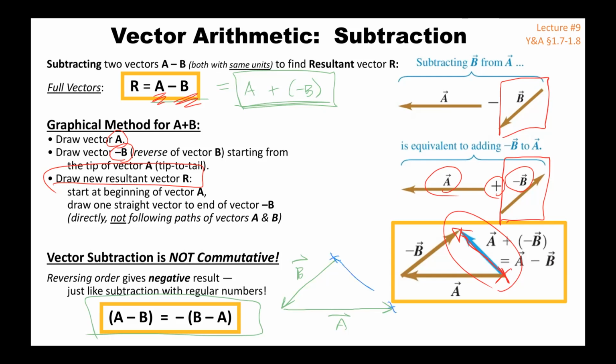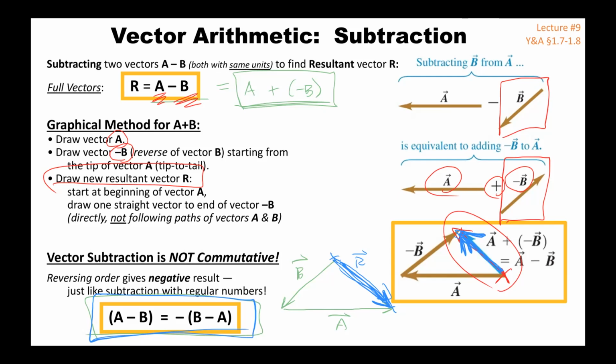So our resultant would look like this. In this case, the resultant has the same length as it did in the previous case of A minus B, but the direction is precisely reversed. And there are other ways to prove this as well, with components and everything. What we get is that B minus A is exactly the negative of A minus B. And it turns out this is exactly what happens with regular numbers as well.